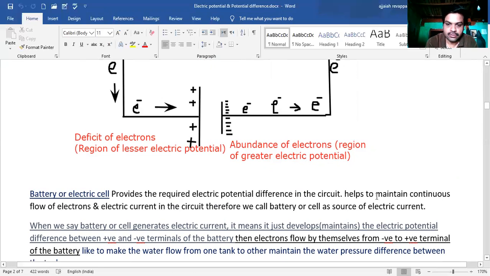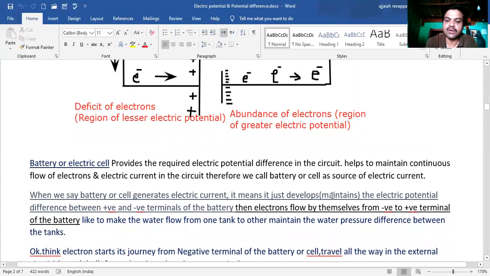Fine. So next, the battery helps to maintain the continuous flow of electrons, the electric current in the circuit. Therefore, we call a battery or cell a source of electric current. Why do we call this cell or battery the source of electric current? Because it maintains the potential difference. It just maintains the potential difference.